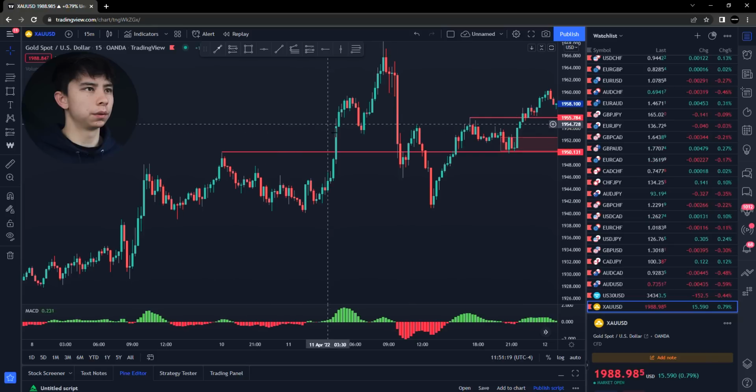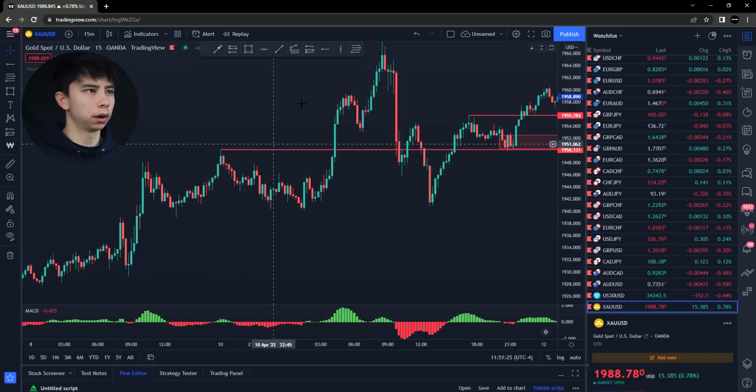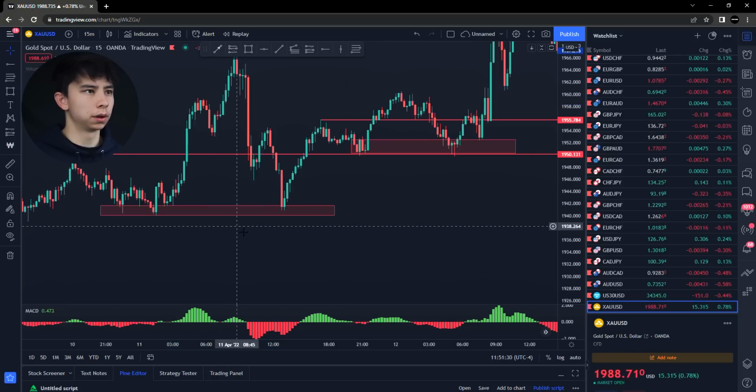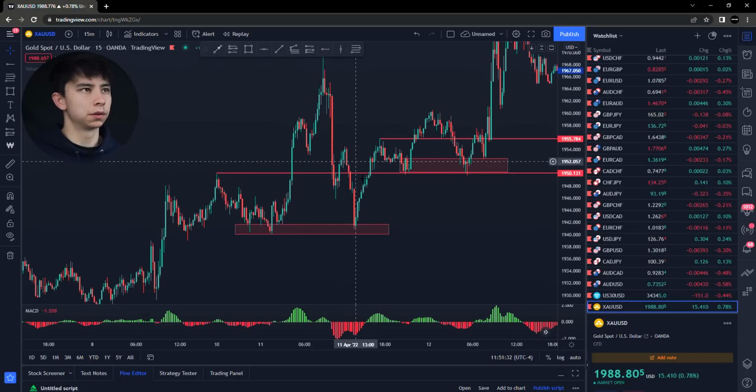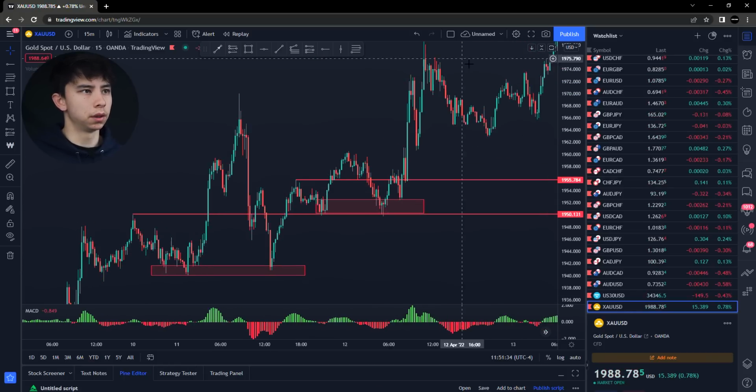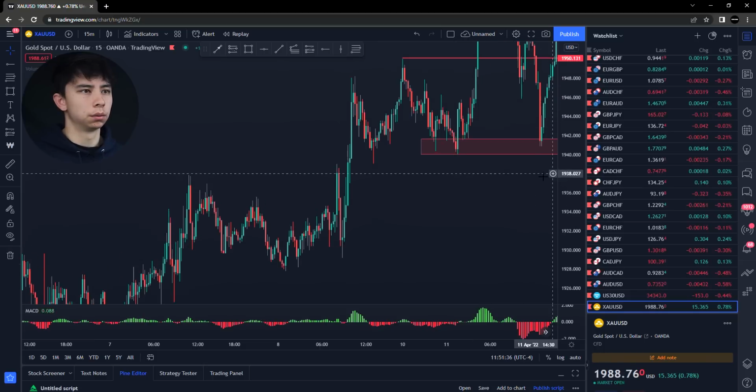So the last lower high was here. Price broke it. This was the red area here on the MACD. All right, let's mark out the lowest bit of this red MACD. All right, let's mark it out down here. Interesting. Price came back and pulled all the way back into that and then went up. We'll just keep doing that.